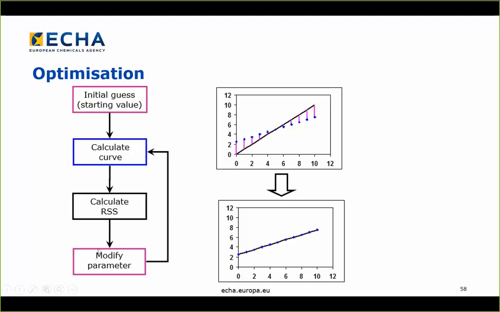The model will then modify the parameter and repeat the process. It will then calculate the curve and calculate the RSS. And it will repeatedly do this until certain conditions are met. And ideally, these conditions are when you have a perfect match between the calculated curve and your measured data.